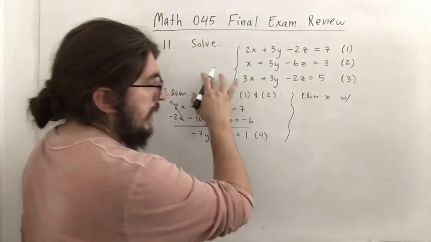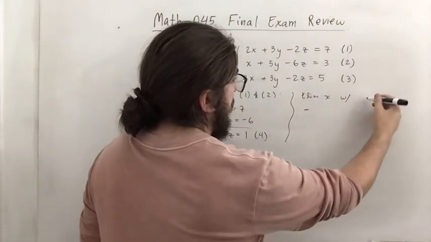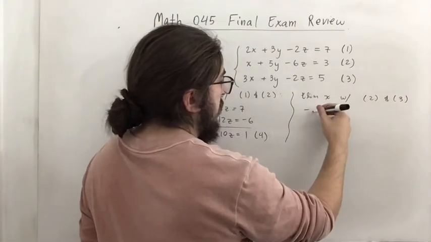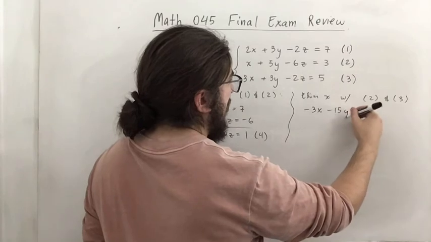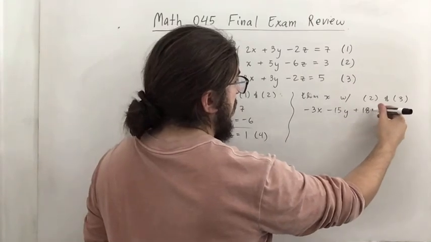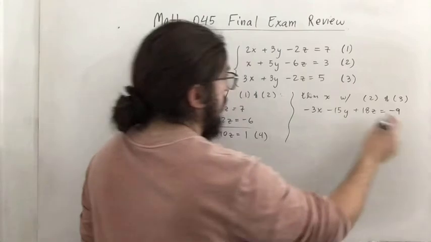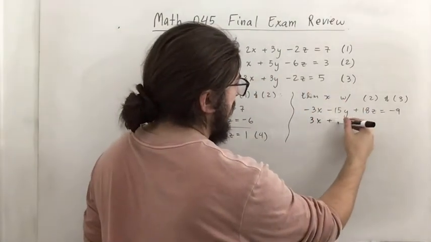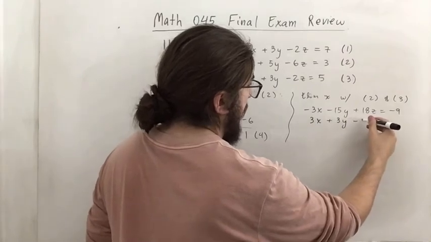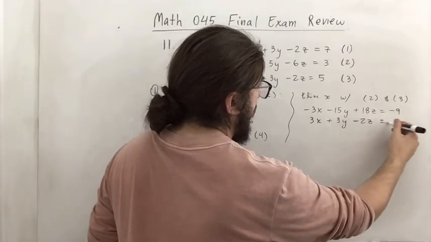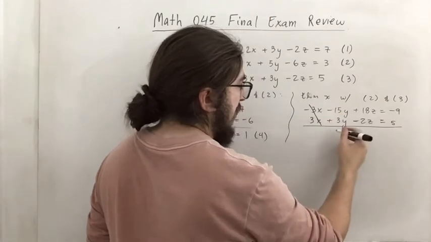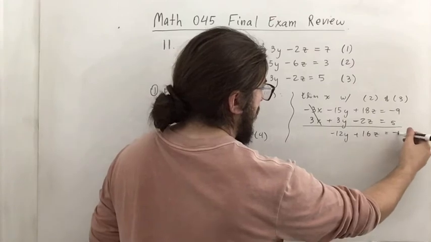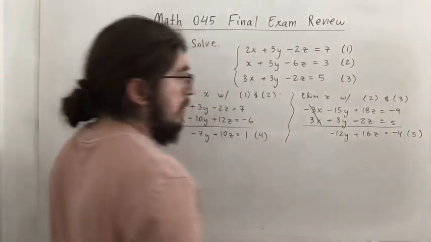So I'm going to multiply 2 by negative 3. So again, I'm going to use equations 2 and 3 here. Multiplying equation 2 by negative 3, we get negative 3x minus 15y plus 18z equals negative 9, multiplying everything by negative 3. Bottom one stays the same, equation 3 stays the same: 3x plus 3y minus 2z is equal to 5. Add straight down, these cancel, we get negative 12y plus 16z is equal to negative 4. And this I'm going to call equation 5.